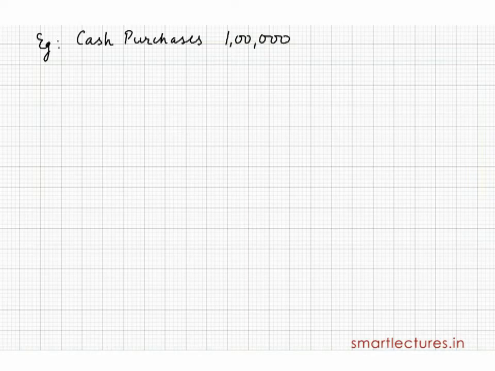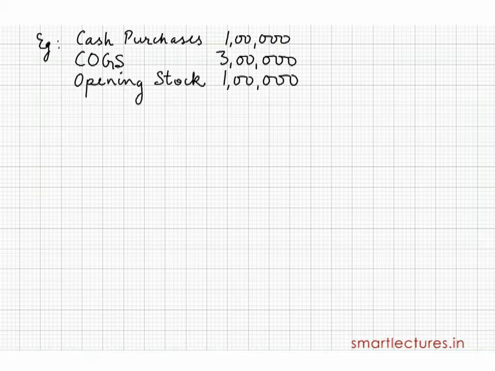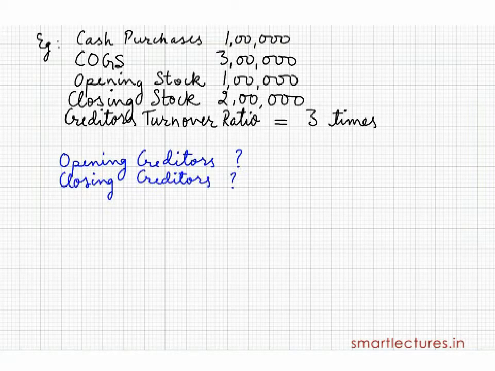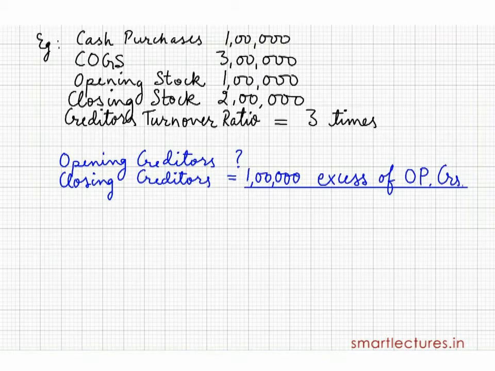Suppose in a company, cash purchases are rupees 1 lakh, cost of goods sold is 3 lakhs, opening stock 1 lakh, closing stock 2 lakhs, and creditors turnover ratio is 3 times. Calculate opening creditors and closing creditors. Closing creditors are rupees 1 lakh in excess of opening creditors. It means closing creditors are higher than opening creditors. So we have to calculate opening creditors and closing creditors.